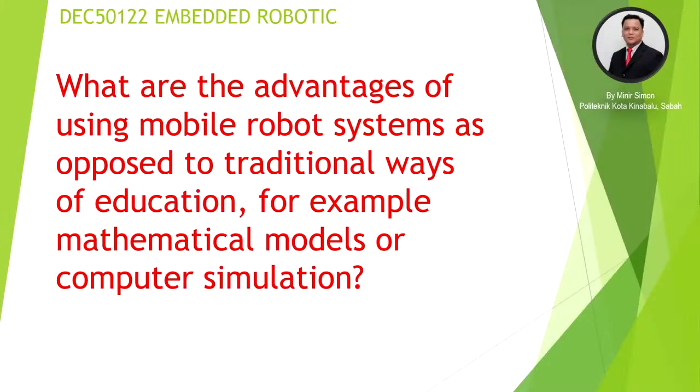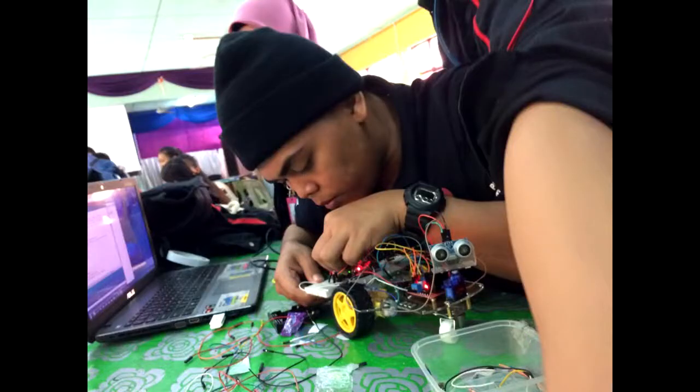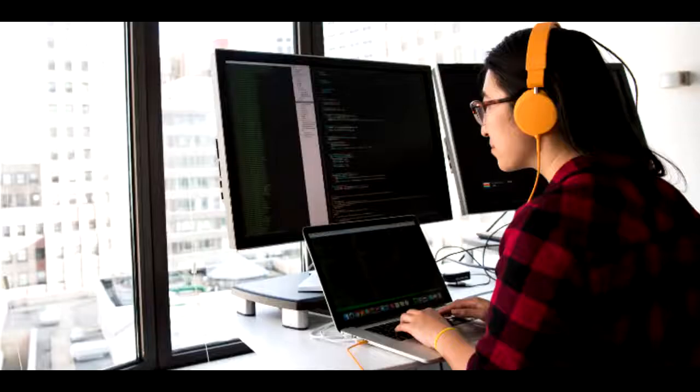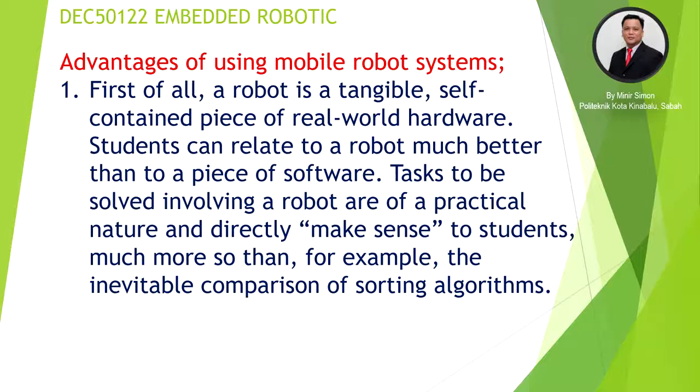What are the advantages of using mobile robot systems as opposed to traditional ways of education, for example mathematical models or computer simulation? First of all, a robot is a tangible, self-contained piece of real-world hardware. Students can relate to a robot much better than to a piece of software. Tasks to be solved involving a robot are of a practical nature and directly make sense to students, much more so than, for example, the inevitable comparison of sorting algorithms.